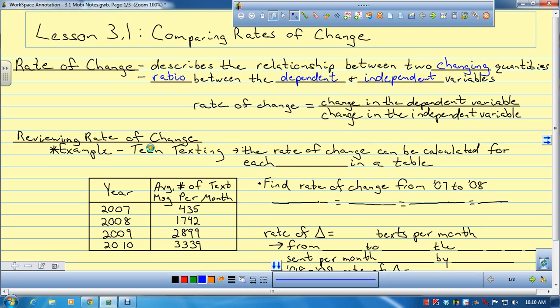So let's review rate of change here real quick through an example. This example is going to deal with teen texting. You can tell by the table right here, our year starts in 2007 through 2010, and it tells us the average number of text messages per month by teenagers. So as you can tell, in 2007, it went from 435 all the way up to over 3,000 in 2010.